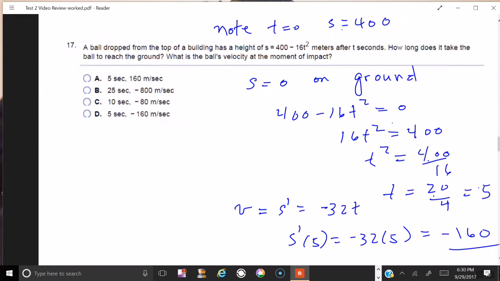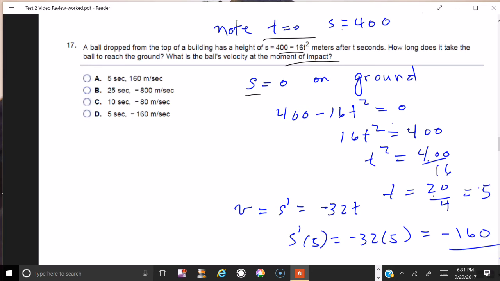Okay, here's a problem. A ball is dropped from the top of a building, and they give you the equation of its height, which is s, or position. s equals 400 minus 16t squared, in meters after t seconds. How long does it take the ball to reach the ground, and what is the ball's velocity at the moment of impact? Well, obviously, it's going to be on the ground when s is equal to 0.